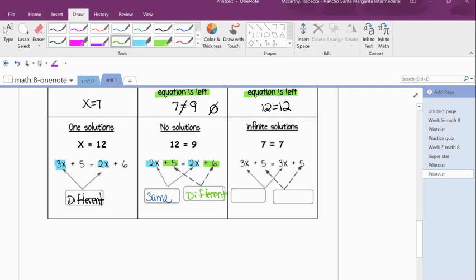This is after I've simplified everything, so make sure you simplify everything. And when I have an infinite number of solutions, when I'm looking at the coefficients, my coefficients are the same, and my constants are also the same. We really refer to this as an identity. So notice how the left looks identical to the right. That's what we call an identity. So when those are the same, I know I will have an infinite number of solutions.